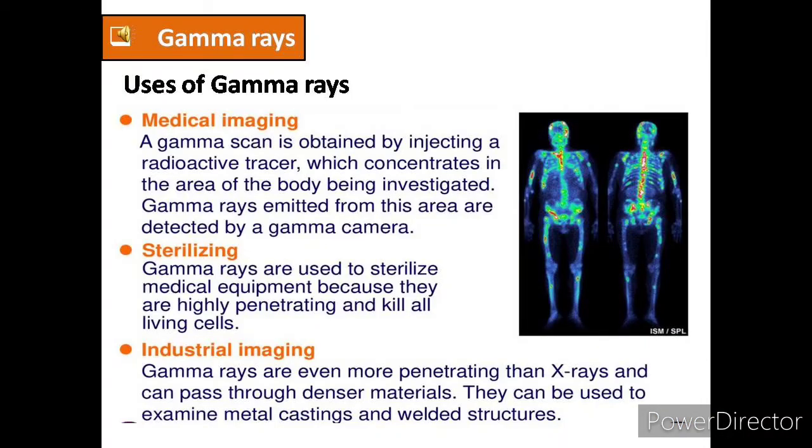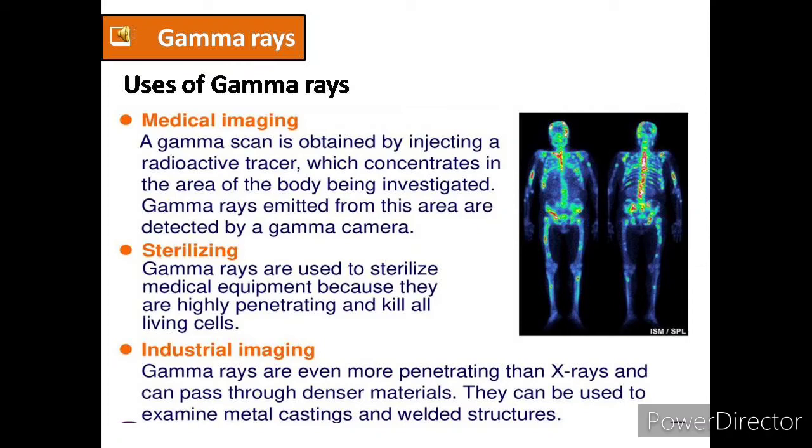Here are some uses of gamma rays. First, medical imaging. A gamma scan is obtained by injecting a radioactive tracer which concentrates in the area of the body being investigated. Gamma rays emitted from this area are detected by a gamma camera.